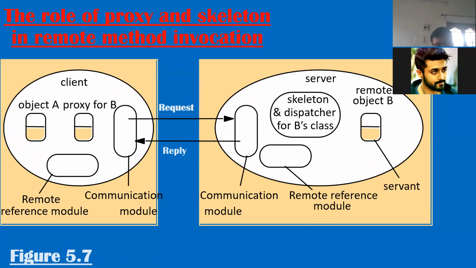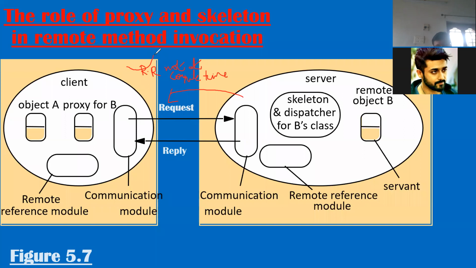So what happens is the client receives a remote reference to an object whose remote interface was not available at compile time. So what will it do? The client receives a request whose remote reference is not available at compile time.